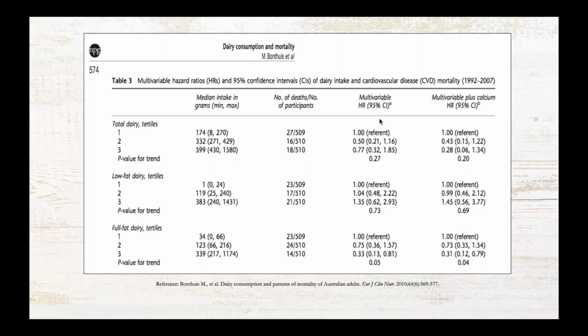You can see here total dairy, this is in trials, the median intake in terms of grams. You get your highest intake of full fat dairy, you get your lowest hazard ratio. And when you control for calcium, it gets even lower. So obviously full fat dairy offers advantages over low fat and non-fat dairy. This study was conducted in Australia, again a large number of subjects, in the 7,000 to 8,000 range, but really clear that full fat dairy consumed in larger quantities than lower trials was protective and had a lower hazard ratio.